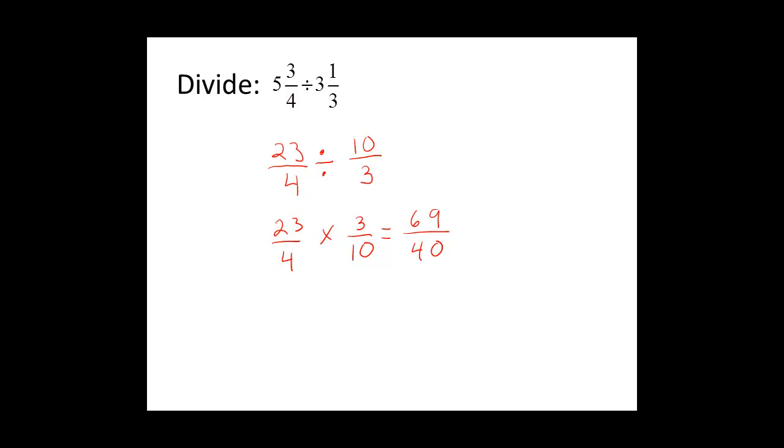We can write it as a mixed number by putting the numerator under the division symbol and dividing by the denominator. 40 divides 69 one time. We subtract and get 29. We know we've divided correctly because our remainder is less than what we divided by. The remainder is the numerator, and what we divided by is the denominator. So this is the answer to this problem as a mixed number.